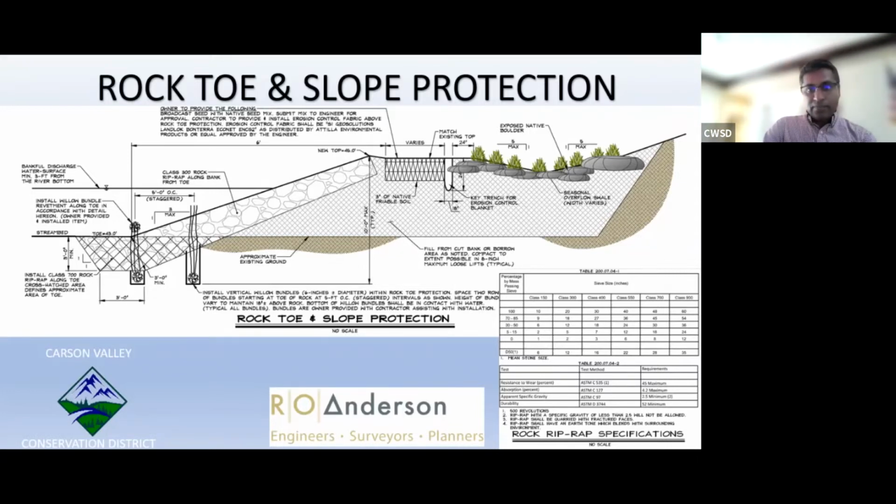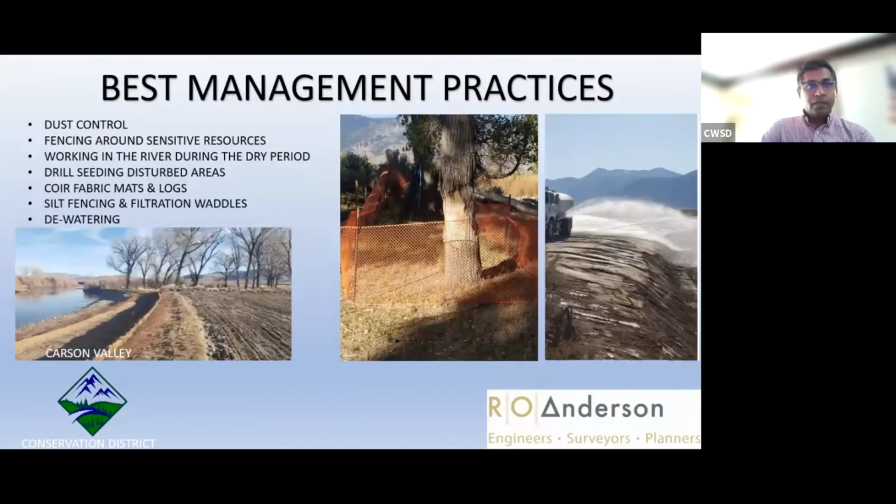And we have some specifications for riprap that we used, class 700 in the stream bed, and 500 to 300 on the river banks itself. So when we go to construction, obviously best management practices, we have the contractor install these. Dust control wasn't really a big problem because most of these projects were remote, not anywhere close to any subdivisions or anything like that. So we didn't really have to worry about that very much.